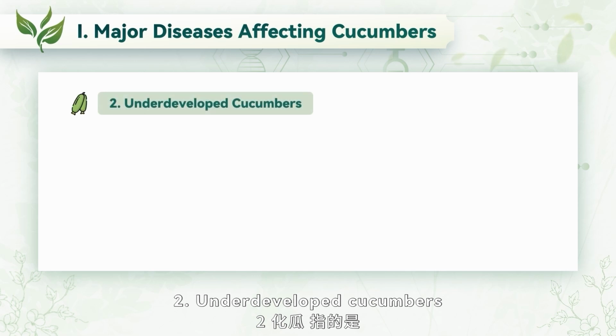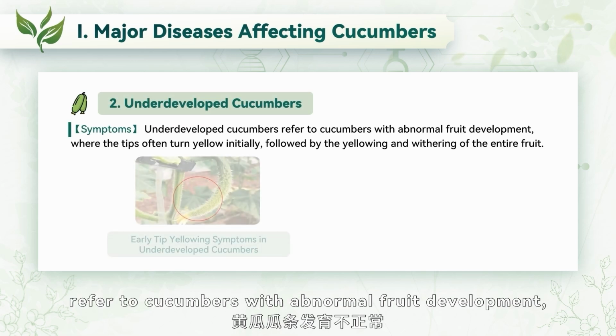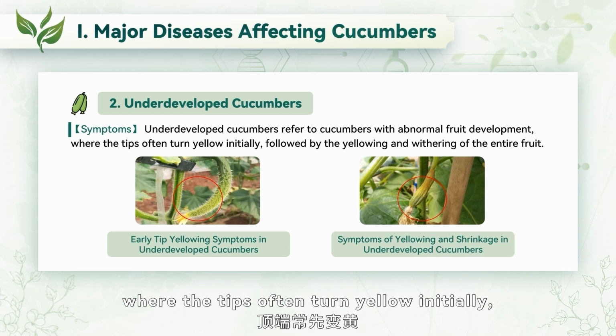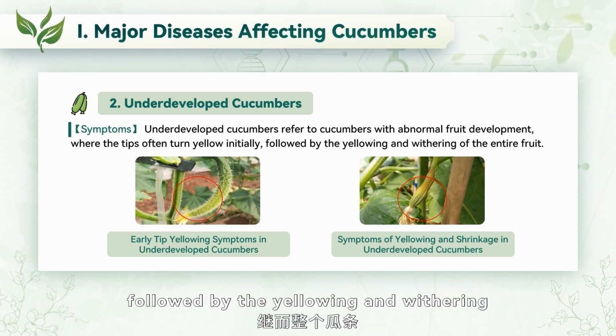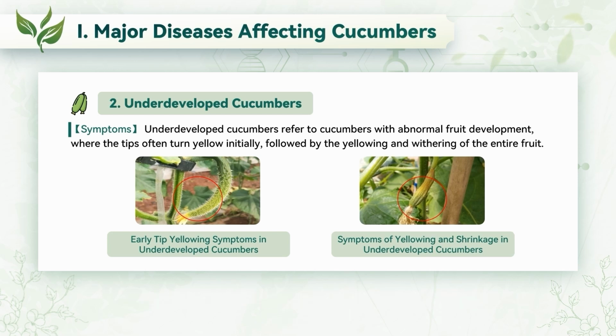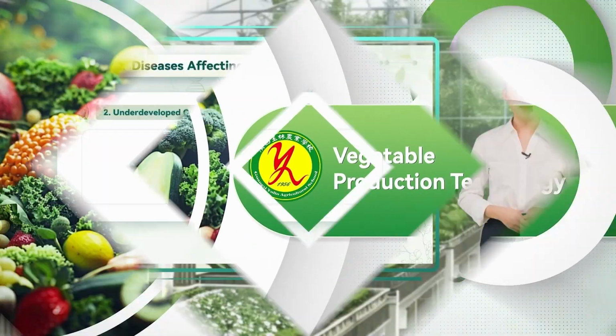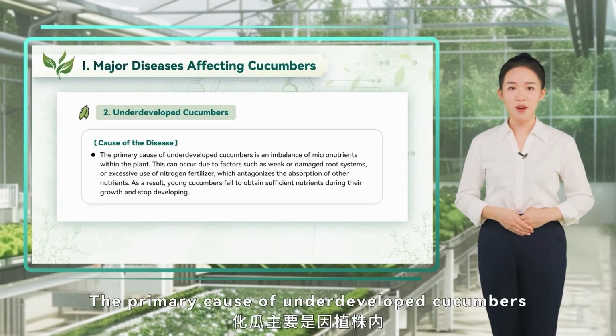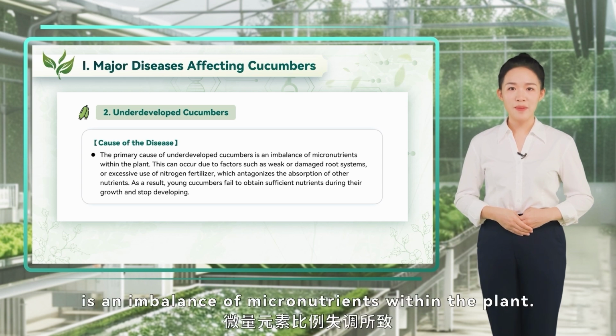2. Underdeveloped cucumbers refer to cucumbers with abnormal fruit development, where the tips often turn yellow initially, followed by the yellowing and withering of the entire fruit. The primary cause of underdeveloped cucumbers is an imbalance of micronutrients within the plant.